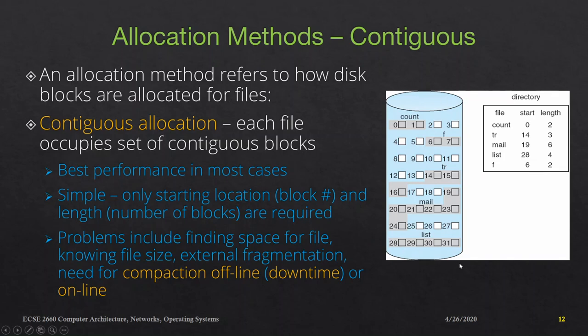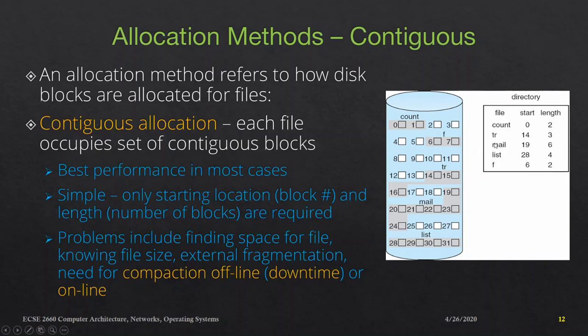In this picture, we are seeing a cylinder which is representative of a disk, and we are showing different blocks numbered from 0 to 31. So there are 32 blocks in the hard disk, and each block could be used for a file. For example, we have a few files in this particular directory. We have 1, 2, 3, 4, 5 files with file names count, tr, mail, list, and f, and their start block location is given as 0, 14, and so on, and their lengths are given.